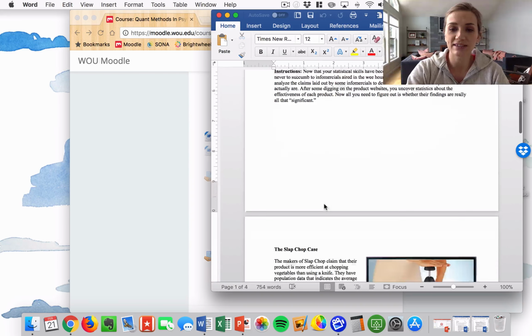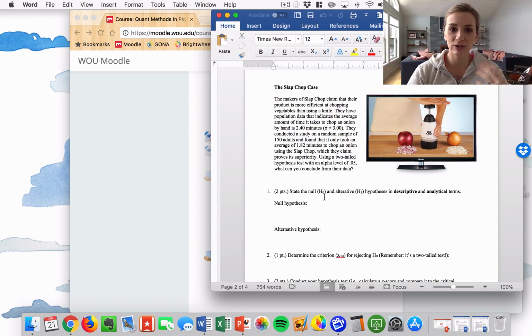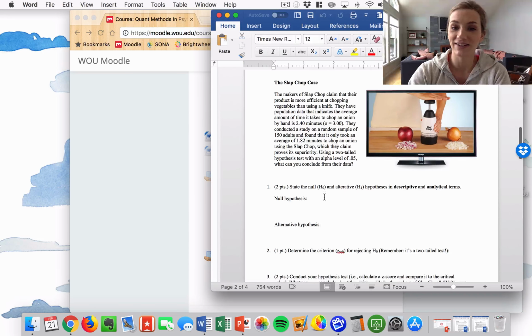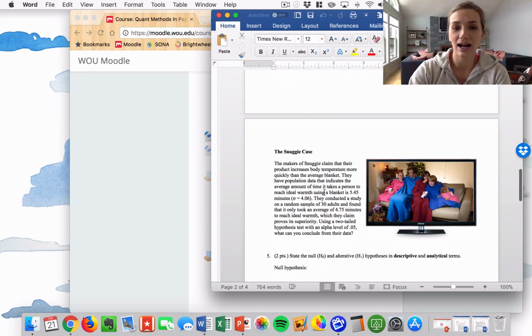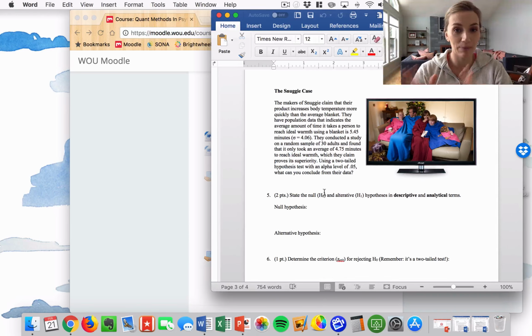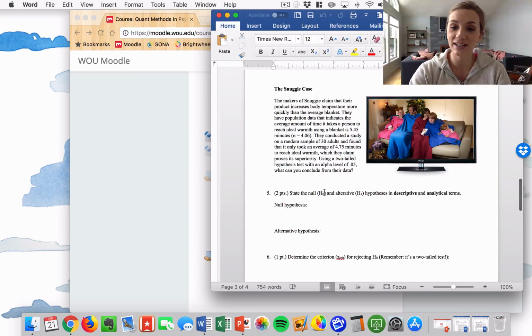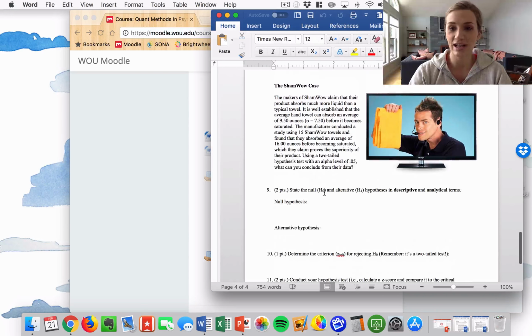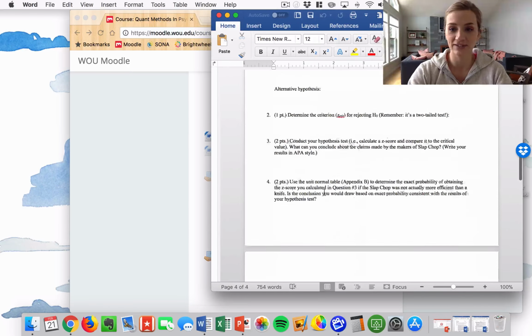I'm going to show you what the lab assignment looks like. So we're going to be doing z-tests, and you're going to be doing the same thing across 3 examples. So I'm going to do the first example with you, which is about the slap chop. Maybe some of you have this device. And then at home on your own, you're going to be doing the same set of operations for the Snuggie and then again for the Sham Wow. And that's it for this lab assignment.